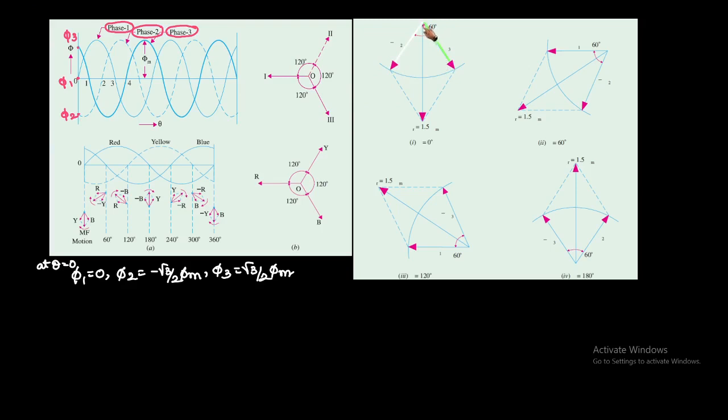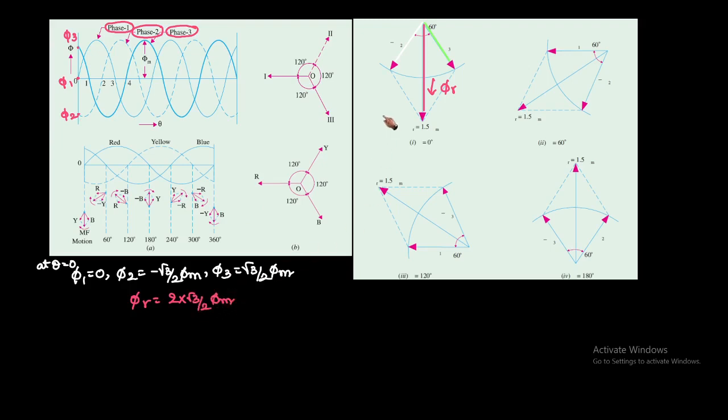You are going to get the summation of these two vectors, and the resultant flux will be here, in this direction. This is the resultant flux, and it is in the downwards direction. So what we can write for the resultant flux, by vectorial addition, which you already know how to do, is 2 times root 3 by 2 phi m.